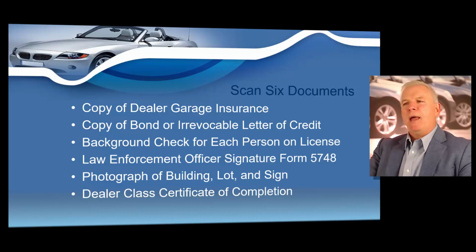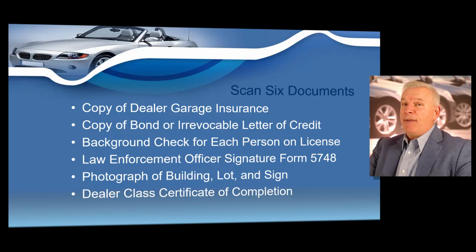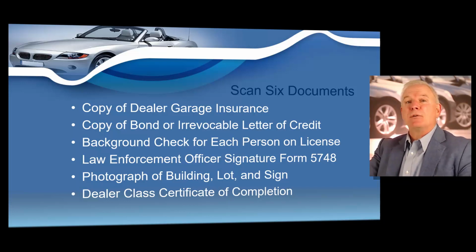But no matter what, when you're applying for your dealer's license at mydmv.mo.gov, you're going to have to scan 6 documents onto your computer, and you're going to upload those documents through the dealer portal. So you're going to need a copy of your dealer garage insurance, a copy of your bond, or your irrevocable letter of credit, whichever one you use, background check for each person on the license. Remember, those background checks have to be less than 30 days old. You're going to have to fill out this form called Law Enforcement Officer Signature Form 5748. And I'll show you that form here just a little bit. That shows the state that you do, in fact, have a building lot and a sign. You've got to have that photograph of your building lot and sign, and also that dealer class certificate of completion when you're applying for your license for the very first time.